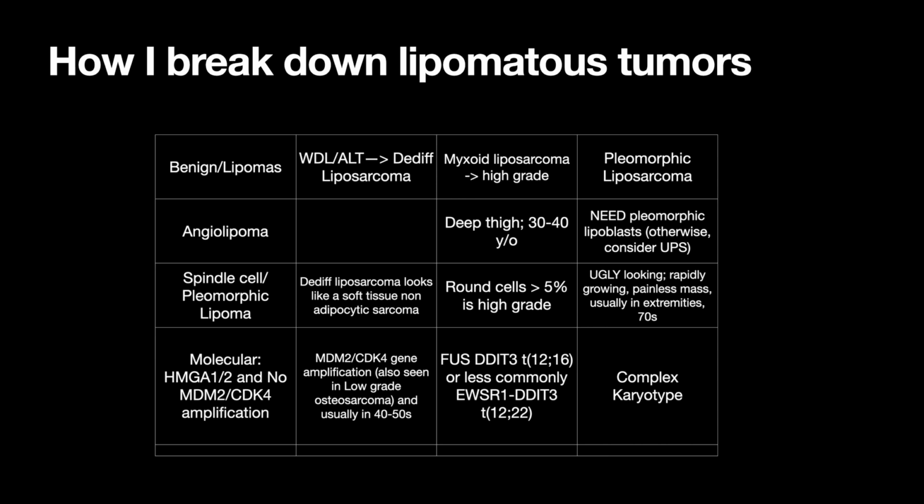Myxoid liposarcoma, think, is there a high-grade component that's greater than 5%? And then if you're unsure, get your t(12;16) FISH, FUS DDIT3. And then pleomorphic liposarcoma will have a complex karyotype, ugly looking, and again, you need your pleomorphic lipoblasts.